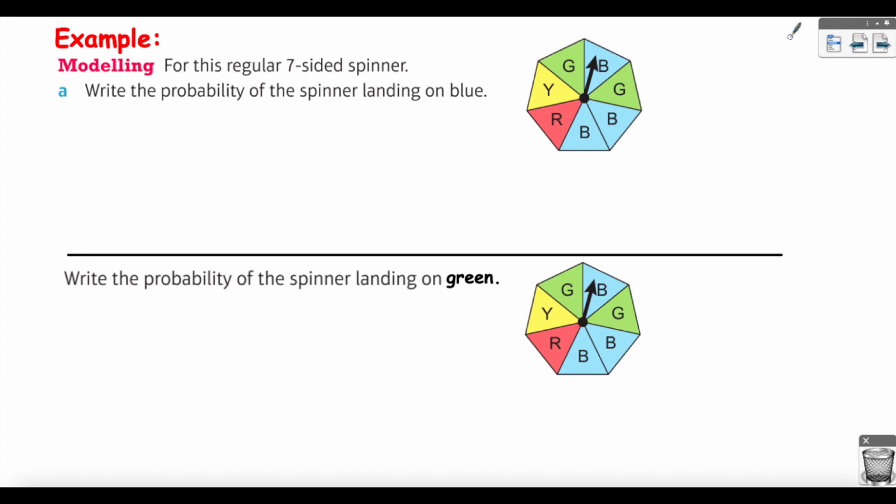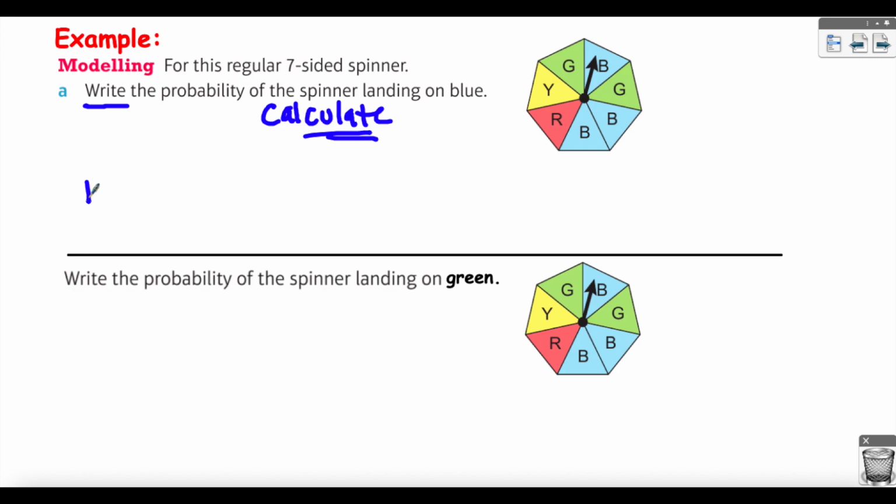All right, I want to go over a couple more examples. Can you please copy these 2 down and one of these spinners? Pause the video. All right, for this regular 7-sided spinner, write the probability of the spinner landing on a blue. The difference between this question and the last one is it doesn't say describe, it says to write the probability. So we actually need to calculate it.